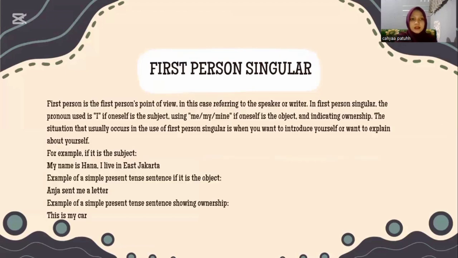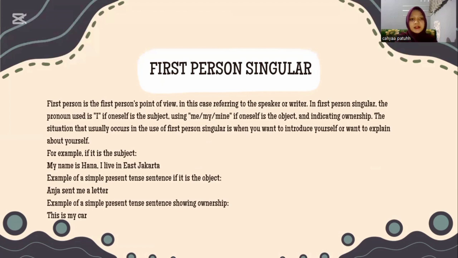The next slide about first person singular. First person singular is the first person point of view. In this case, it refers to the speaker or writer. In the first person singular, the pronoun used is I if oneself is the subject, and me, my, or mine if oneself is the object and indicating ownership. The situation that usually occurs in the use of first person singular is when you want to introduce yourself or explain about yourself.